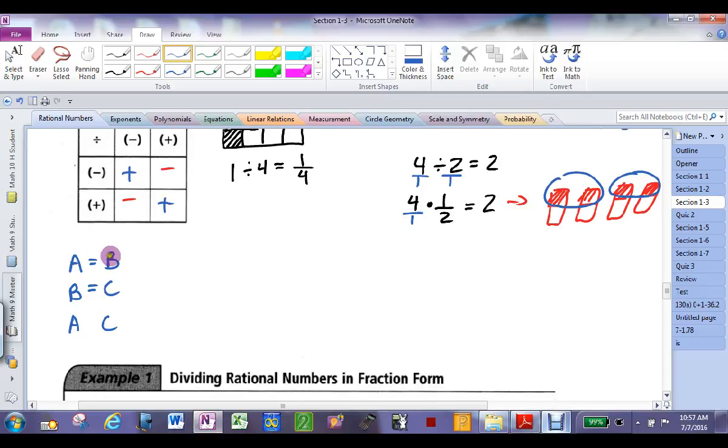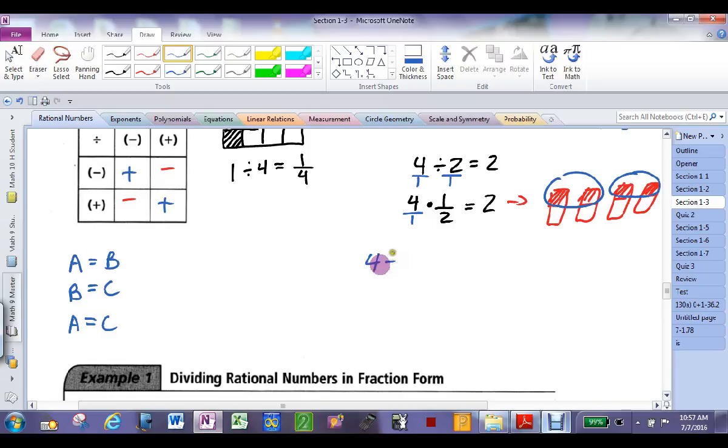A is B. They're the same. B is C. What does that tell you about A and C? A is also C. Does everyone understand that piece of logic? So now come back and apply it over here.